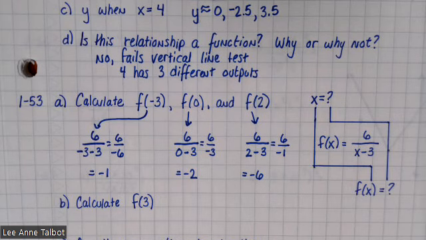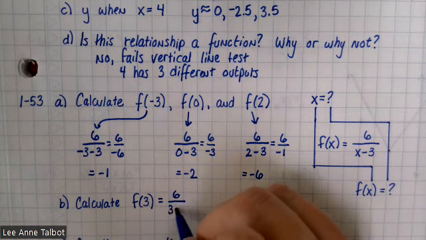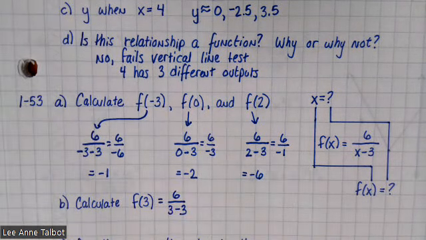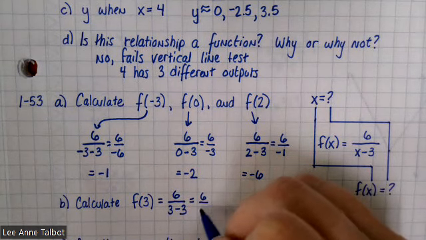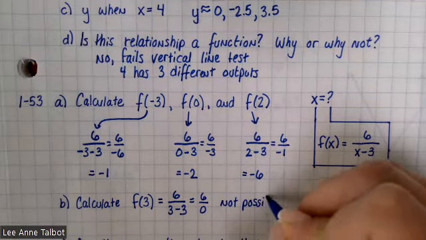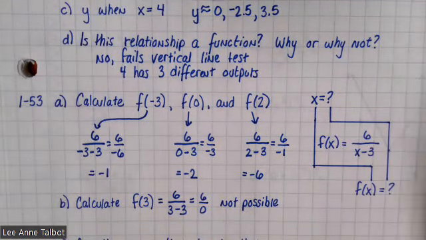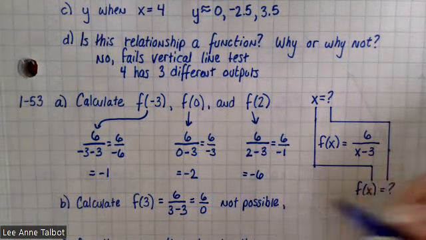Okay. Anybody see what's going to happen in B? Okay. 6 over 0. What do you call it? Can't divide by 0 error? Uh-oh, we have the divide by 0 error.